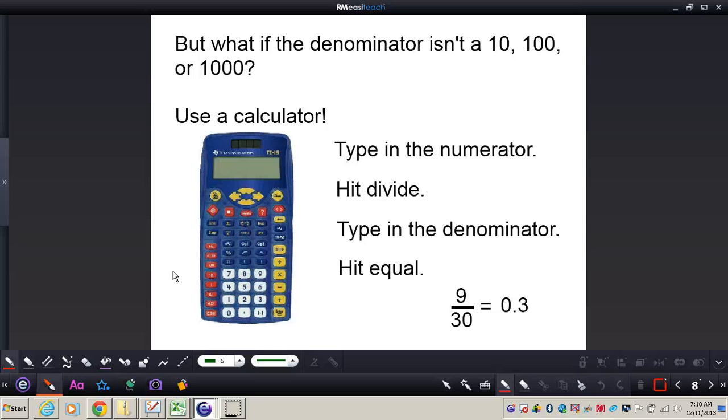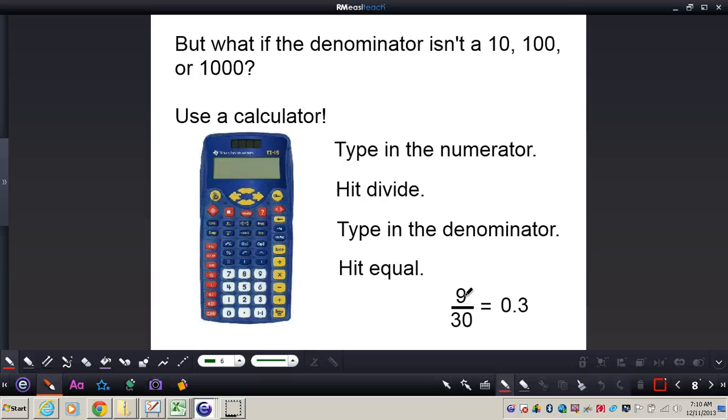And the way to do this, and I want you to write this down in your notes, you want to type in the numerator, you hit divide, type in the denominator, hit equal, and then that will give you your decimal. Okay, for example, 9/30ths is actually going to equal 3/10 as a decimal. Even though it does not come out and say that, if you were to reduce 9/30ths, that would give you 3/10. So 9/30ths equals 3/10 as a decimal.